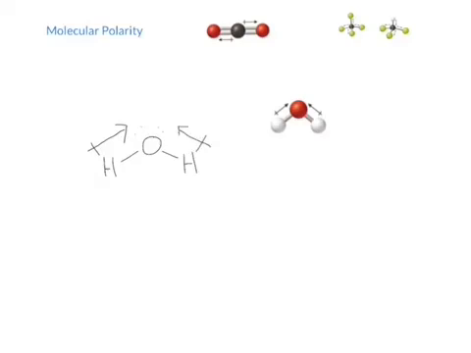So notice how these two are not opposite to one another. If you were to add these up, they would compound to make an overall negative side for this molecule, and then this side of the molecule has a more positive side. Because they don't cancel one another out, they make an overall polar molecule.